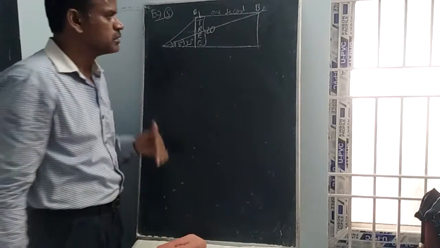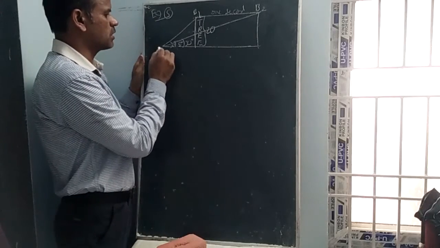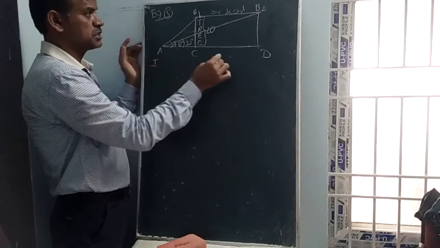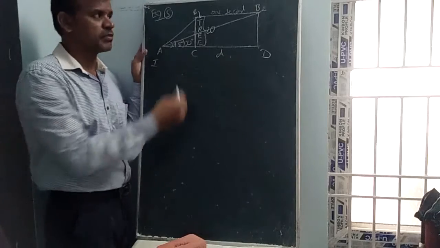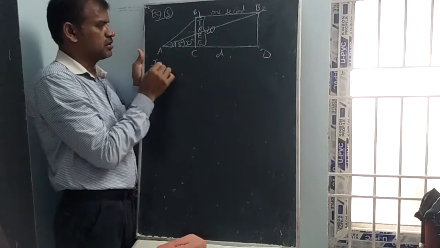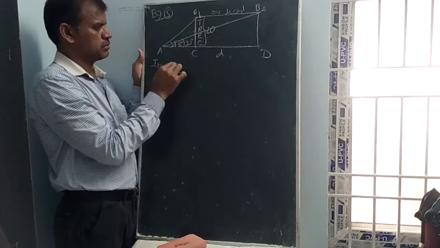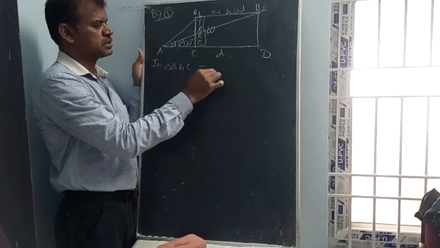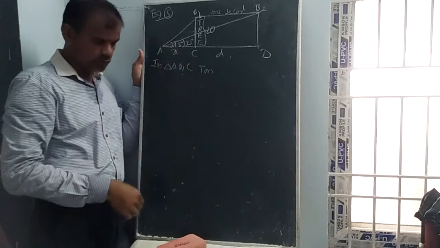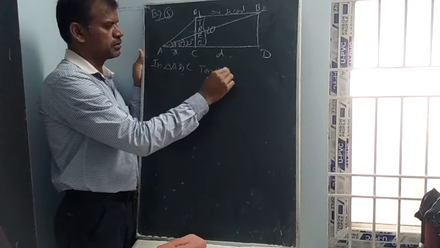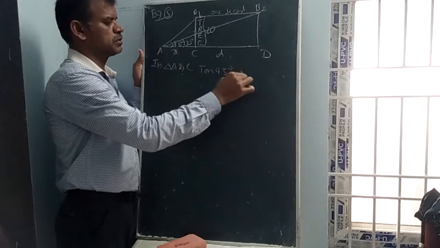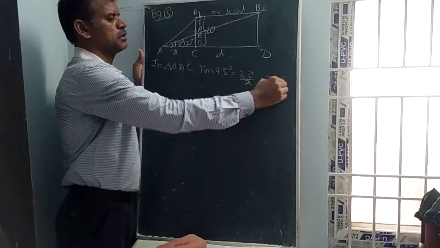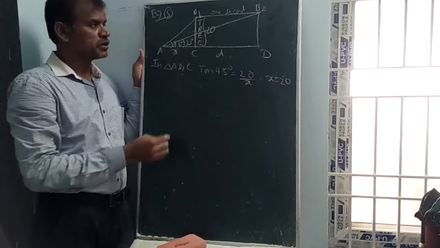We need to calculate the speed of the bird, speed is equal to distance by time. Let these points be A, C, D. This d is the distance traveled by the bird in 1 second. In triangle AB1C, this is x, which we don't know. Tan 45 is equal to 20 by x, therefore x is equal to 20.